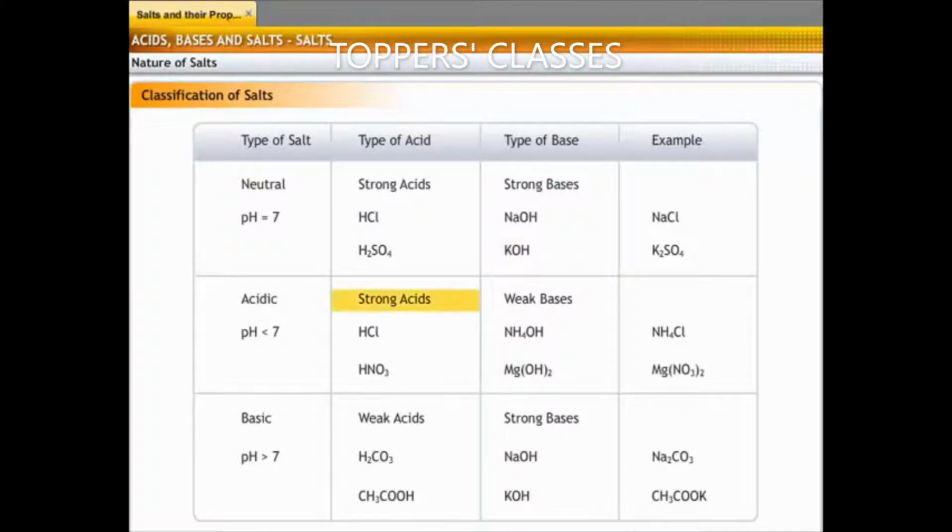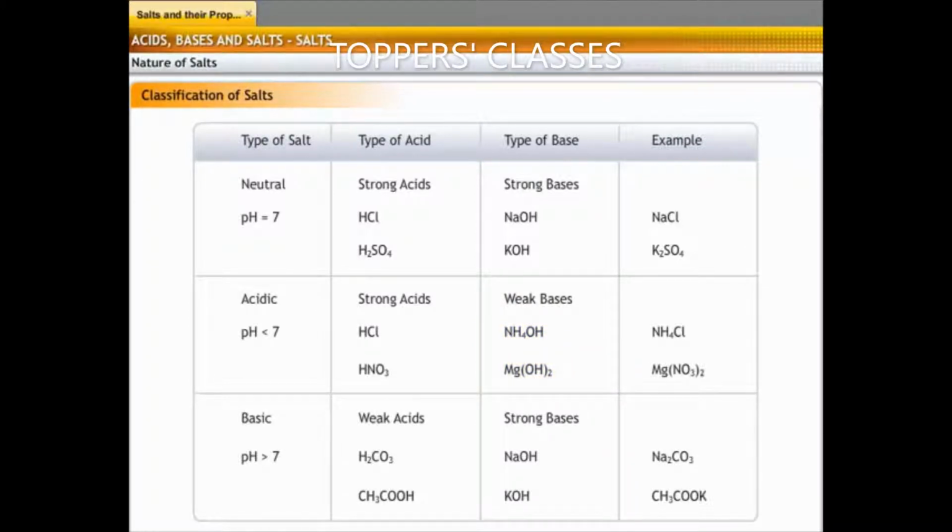Salts formed from strong acids and weak bases are called acidic salts. They have a pH value less than 7. Consider the formation of salts like ammonium chloride and magnesium nitrate, which are formed from strong acids like hydrochloric acid and nitric acid with weak bases like ammonium hydroxide and magnesium hydroxide.